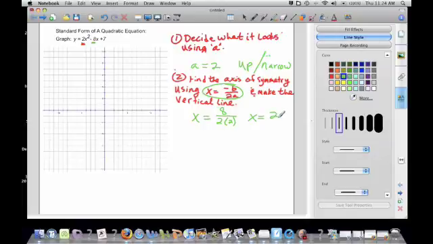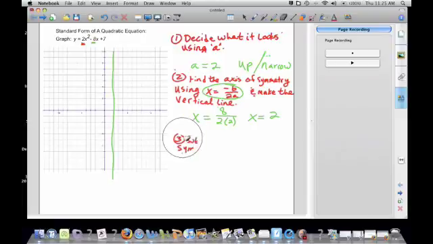So we can actually draw this vertical line right in our coordinate plane, so we know our parabola has to pretty much straddle this line. It's our line of symmetry. What is on one side has to be in the same position on the other side of our axis of symmetry.